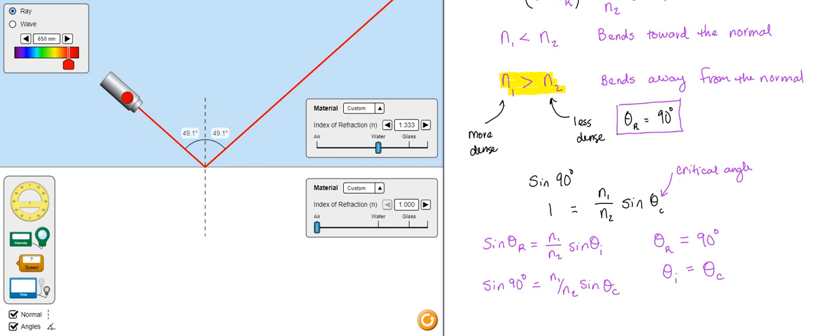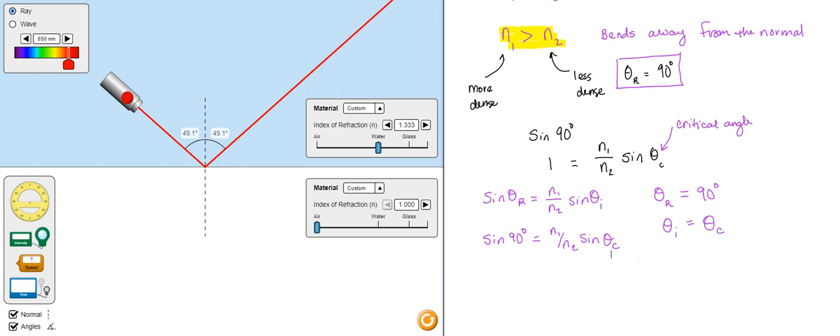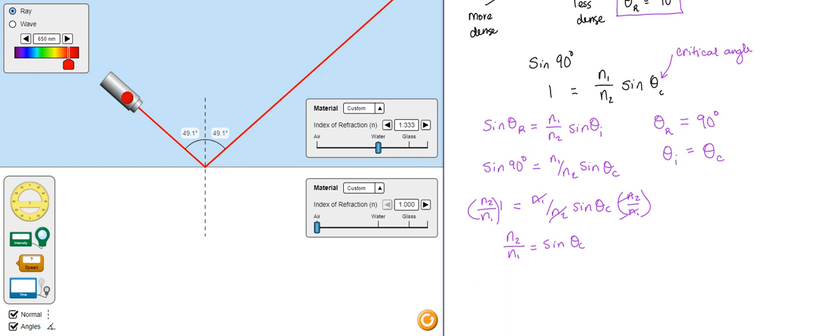Now, if I'm trying to isolate the critical angle, I want to solve for what that is. What I'm going to do here is move some variables around. I'm going to multiply by the reciprocal of this on both sides, and that will get me 1 on this side. Cancel that out. And what I essentially have here is n2 over n1 equals the sine of the critical angle. Now I'll take the inverse sine of both sides, and what I have is the inverse sine of n2 over n1 is equal to the critical angle.